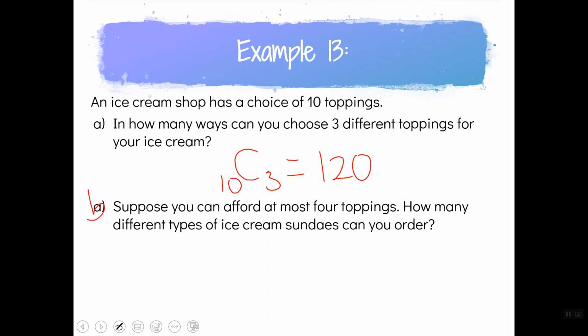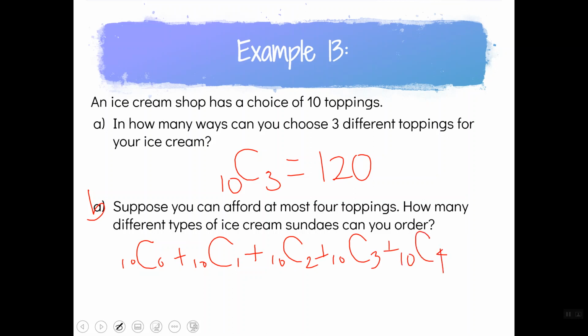In part B, though, suppose you can afford at most 4 toppings. How many different types of ice cream sundaes can you order? Well, if it's at most 4, we could order no toppings. We're really boring and we just like vanilla. Or we could consider the combination where we order 1 topping, or 2, or 3, or 4. And we could come up with 386 different combinations.